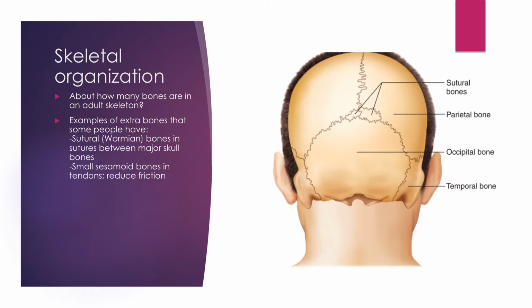Examples of extra bones that some people have would be sutural, or wormian, bones in sutures between major skull bones, and small sesamoid bones in tendons to reduce friction. To the right of the slide, I have provided an example of some of those extra bones I just listed, so that you can get a better view of what they might look like.